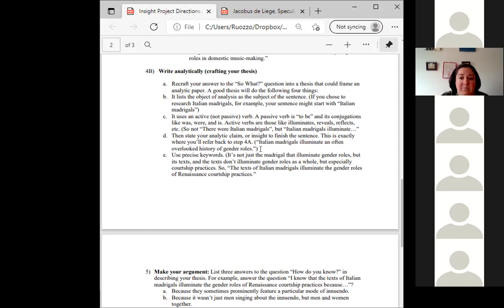So for example, Italian madrigals, my subject, illuminate, an active verb, an often overlooked history of gender roles. So, hey, this is telling me that madrigals tell us something about this thing we tend not to talk about. That's a strong thesis. Subject, active verb, original insight. Everybody with me?